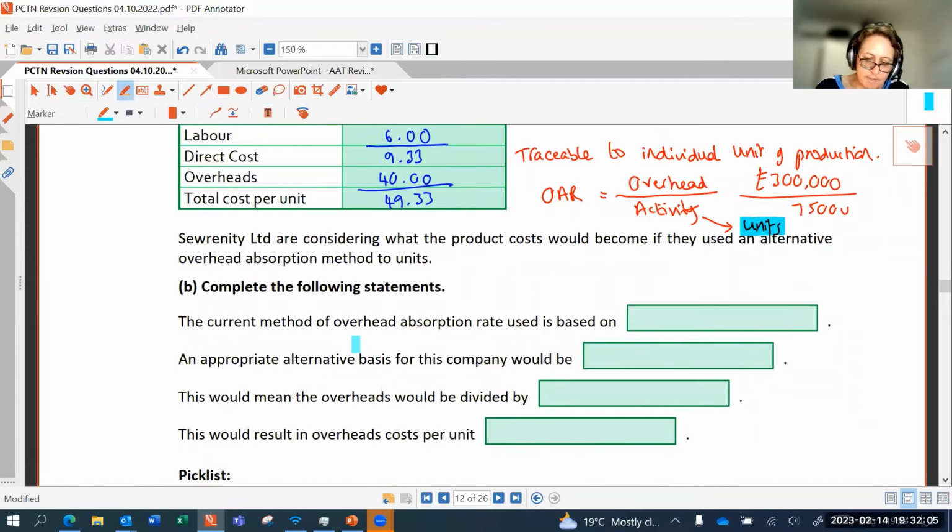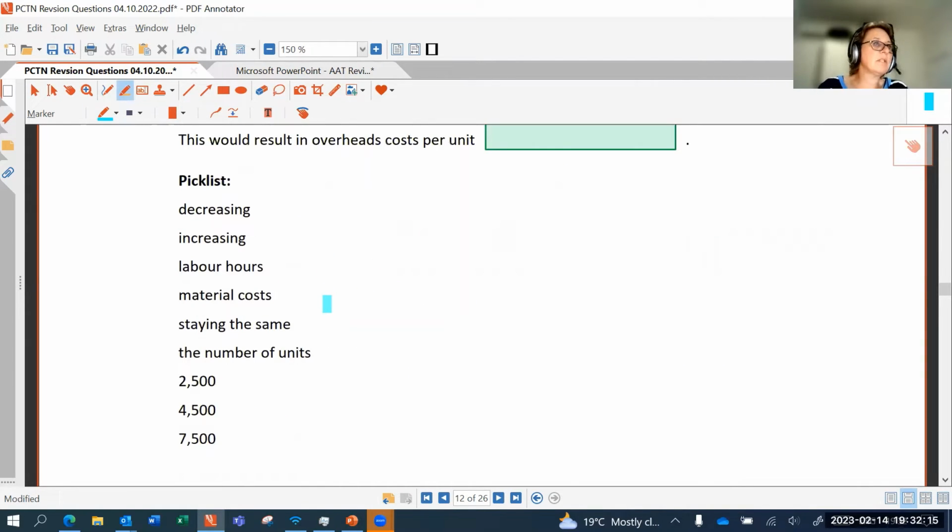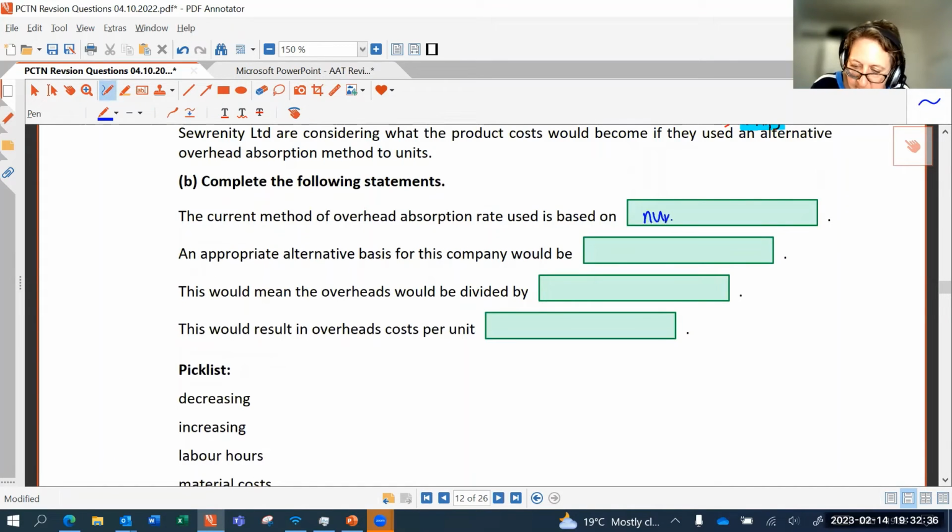First question, the current method of overhead absorption rate that's being used is based on, and there's my pick list. What is the current basis? It was the number of units, or the unit rate. I was calculating the overhead absorption rate by taking the overhead and dividing it by the number of units, because that's what the question said I must do. So number of units.